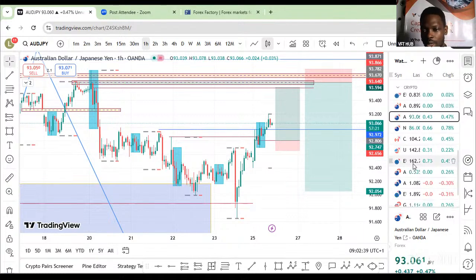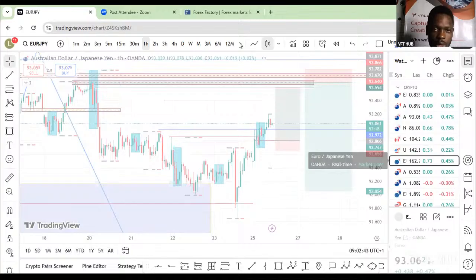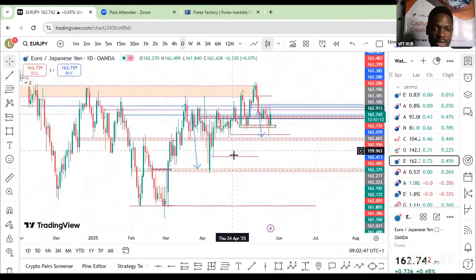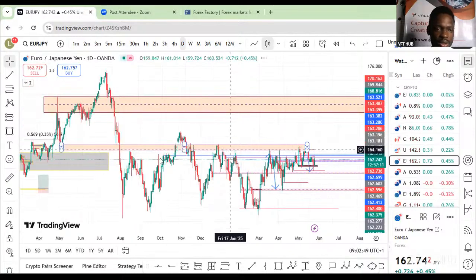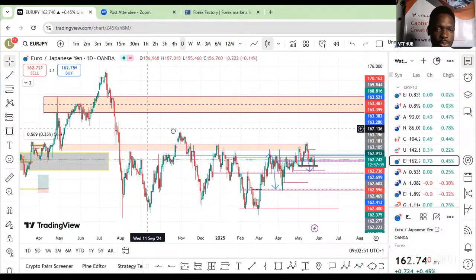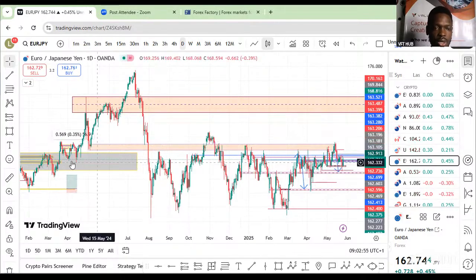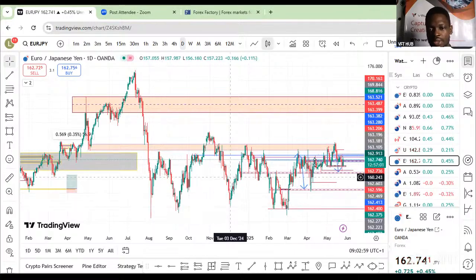Lastly, on the row, we have Euro JPY for the week. So if you look at Euro JPY on the daily time frame, it has a similar pattern, just the way we have GBP JPY and also the inverse of the yen basket. We can see on the daily time frame that they have a market structure shift and price is currently in a consolidation on the daily time frame.